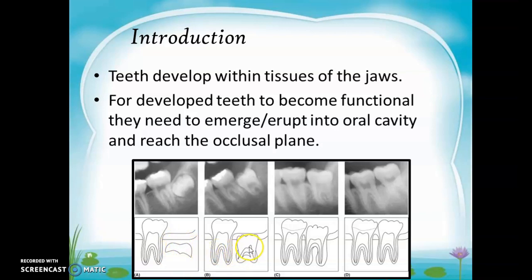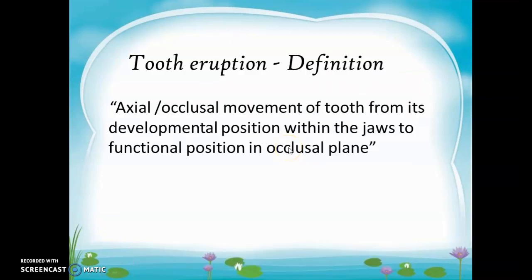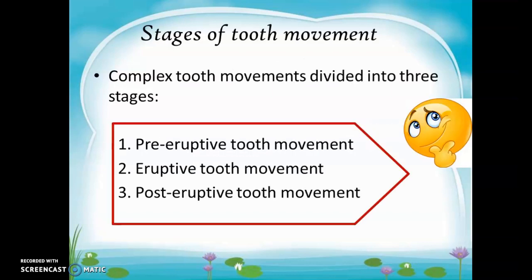As 1/3 of its roots is formed, it starts moving in the occlusal or axial direction. And this process of eruption is complete only when this tooth reaches the occlusal plane. So, eruption can be defined as axial or occlusal movement of tooth from its developmental position within the jaws to functional position in the occlusal plane.